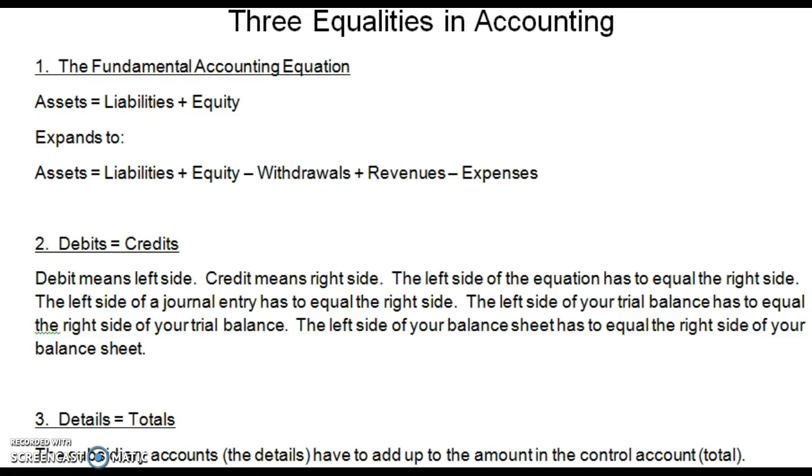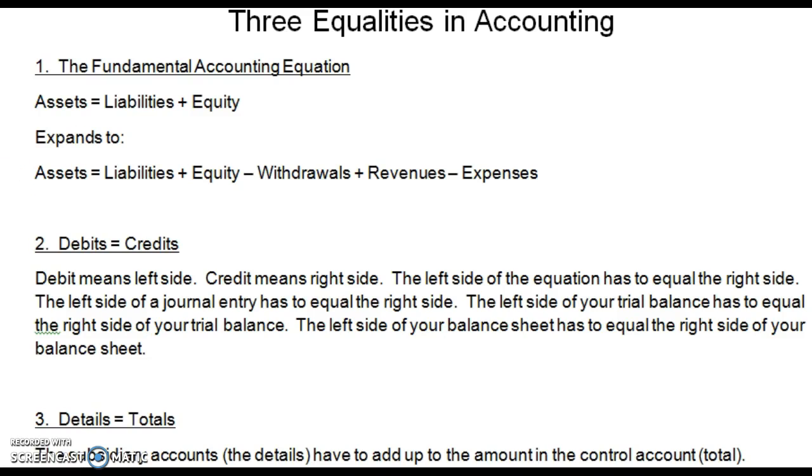So the fundamental accounting equation is going to expand. Assets equals liabilities plus equity minus withdrawals plus revenues minus expenses. Okay, this is the fundamental accounting equation that we've got to keep in balance. Every single transaction, regardless of what it is, is going to keep this equation in balance.